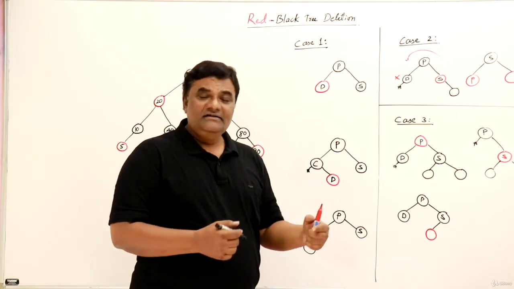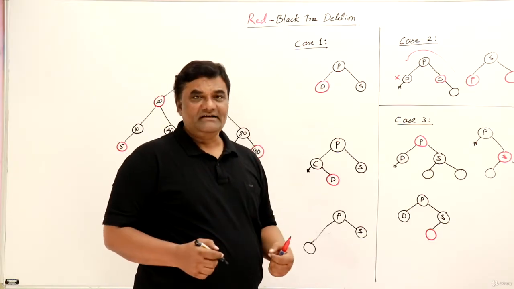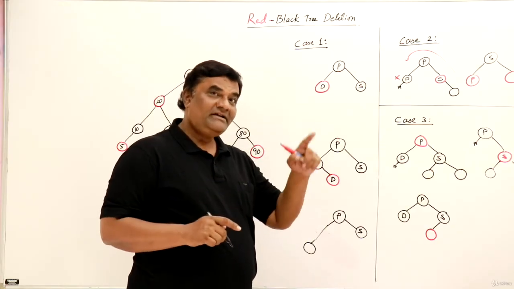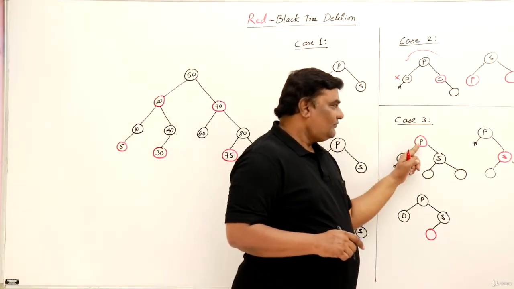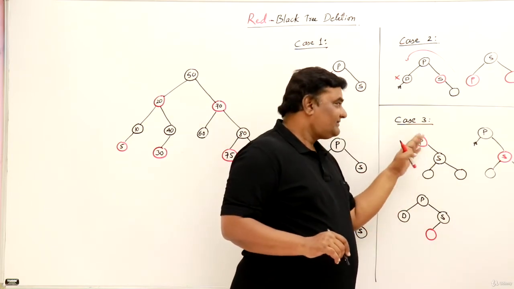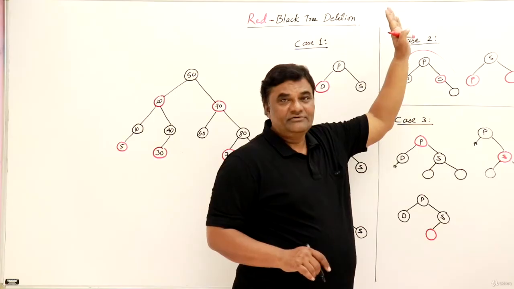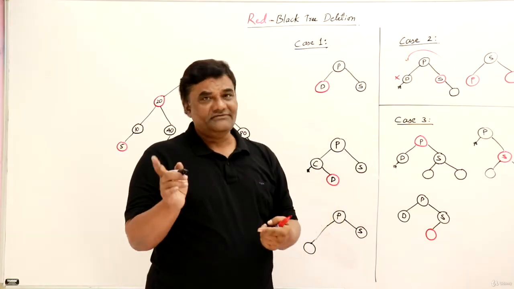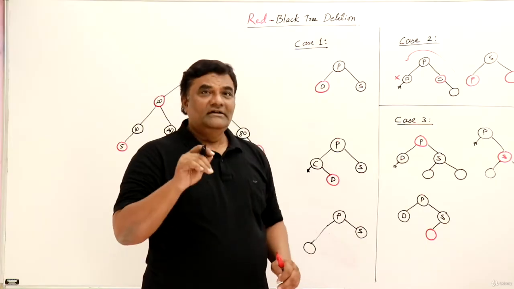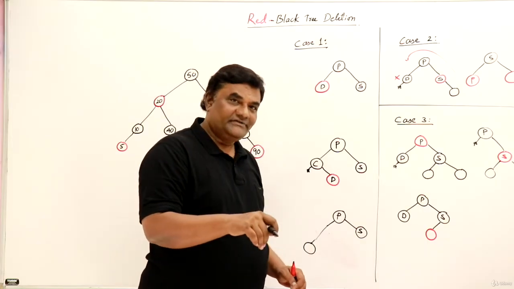Sibling is black, and its children are also black. So do recoloring. Change sibling to red and parent to black. Now the parent was already red, so it became black, so there is no issue. Otherwise, this will continue in the parent. So that recoloring part or rotation part will continue. We don't have to go to that much complexity. So that's it. Now, one more possibility in this one.